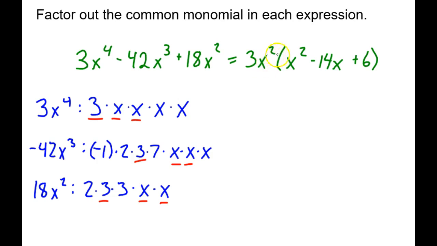Once I bring 3x squared out in front, I'm left with x squared minus 14x plus 6. I would look to see if I can break this down any further. In this particular problem, we cannot.